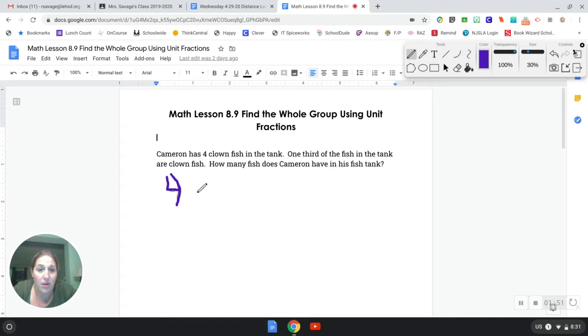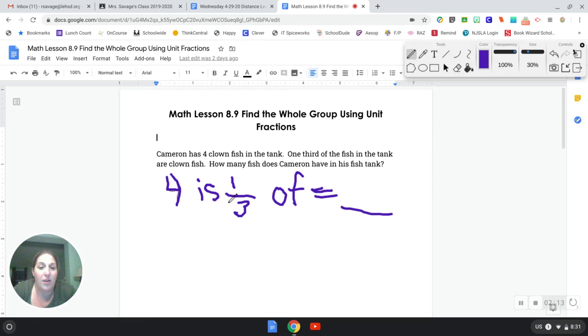So 4 is, come on, 1/3 of something. Okay, we don't know what 4 is 1/3 of. Okay, here's how we're going to figure it out.